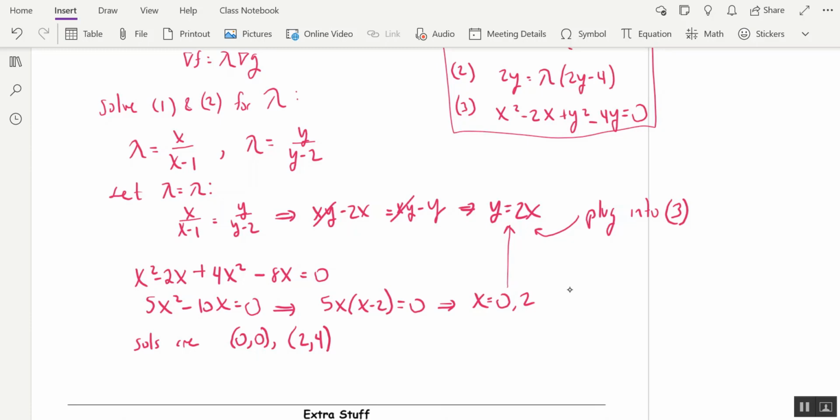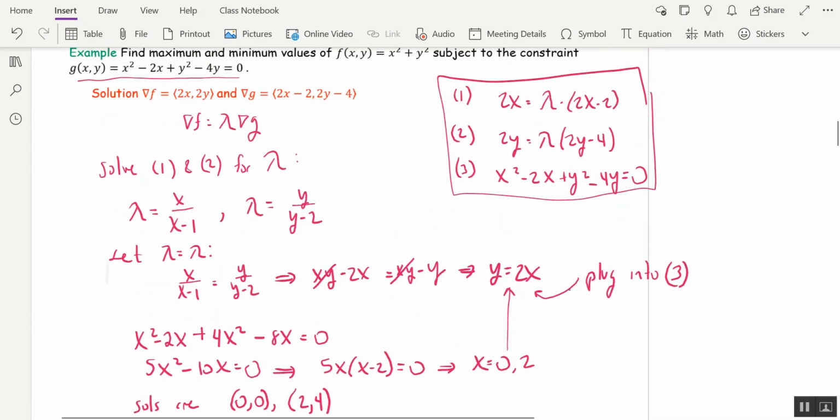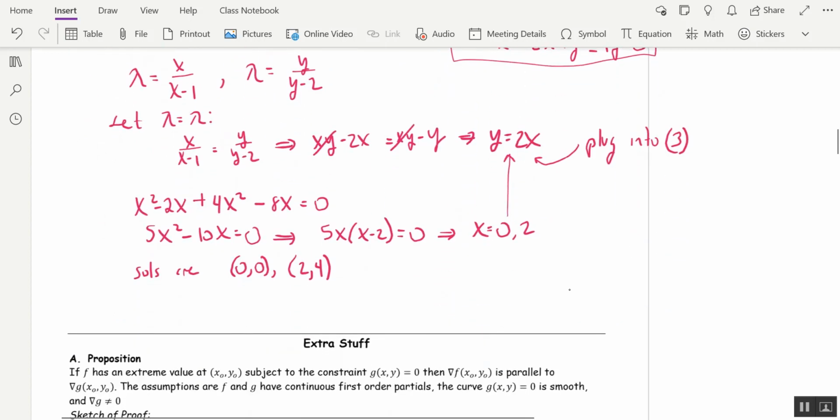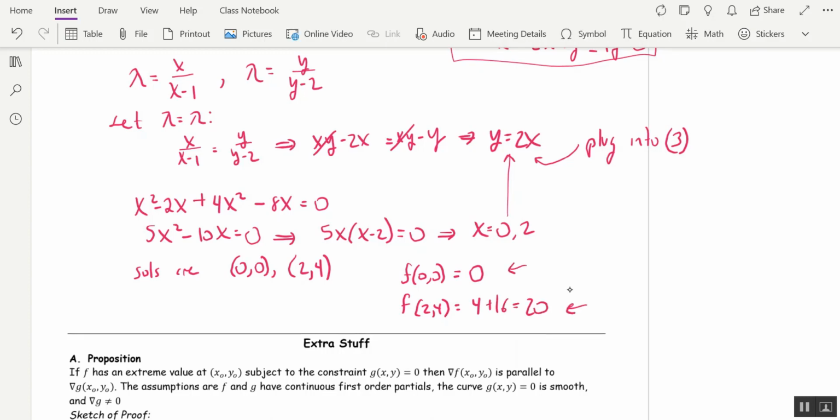So those are the points I want to plug in to F and see what's my max and what's my min. So again, F is up here. It's x squared plus y squared. So F of (0, 0) is 0, and F of (2, 4) is 4 plus 16, that's 20. This is my min, that's a smaller number, and 20 is my max. If you're asked where they occur, the min happens at (0, 0), and the max happens at (2, 4). Okay, and that is the end of this section.